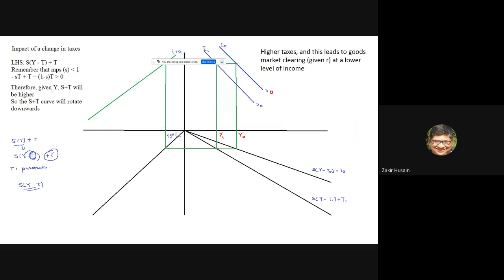Next, we come to a change in taxes. So when there's a change in tax, this function, let us suppose there's an increase in tax. If there's an increase in tax, the line is going to shift downwards. The supply of funds has increased. Now, if taxes go up, then what happens to aggregate demand? Aggregate demand is falling because your disposable income has fallen. So in that case, the market will again clear, but it will clear at a lower level of income. So given the same interest rate, Y0 will become Y1. So is this part clear or is there any other doubt?